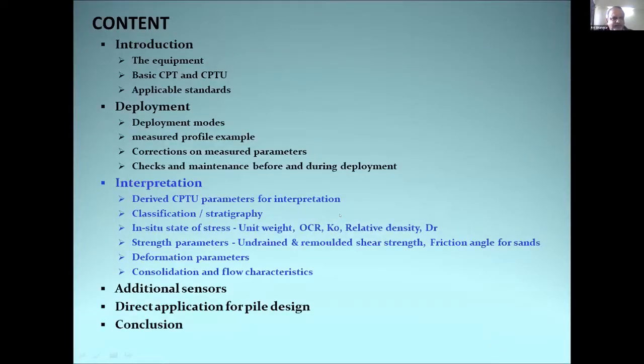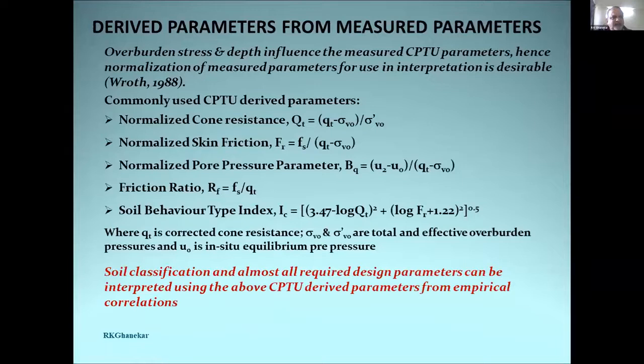Now, coming to the interpretation. Actually, overburden stress and depth influence the measured CPTU parameters. Hence, the normalization of measured parameters for use in interpretation is very much desirable. Commonly used CPTU derived parameters include normalized cone resistance, normalized skin friction, normalized pore pressure parameter Bq, friction ratio Fr, and the soil behavior type index Ic. I will have reason to discuss Ic more later on.